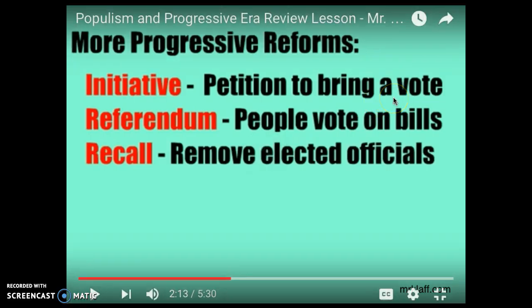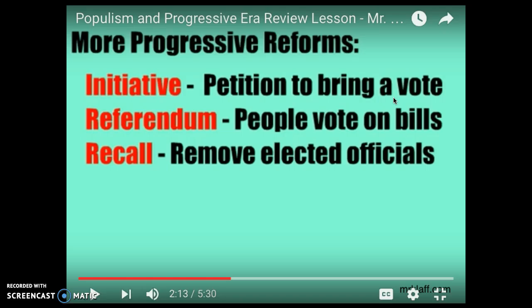So an initiative would be like if a lot of people in an area think that something's important, they can start to, let's say you want to legalize marijuana in this area. If you get enough people to sign your petition saying that they want that, it's an expression of democracy. And if it gets enough petitions, then it can be put up for a vote.